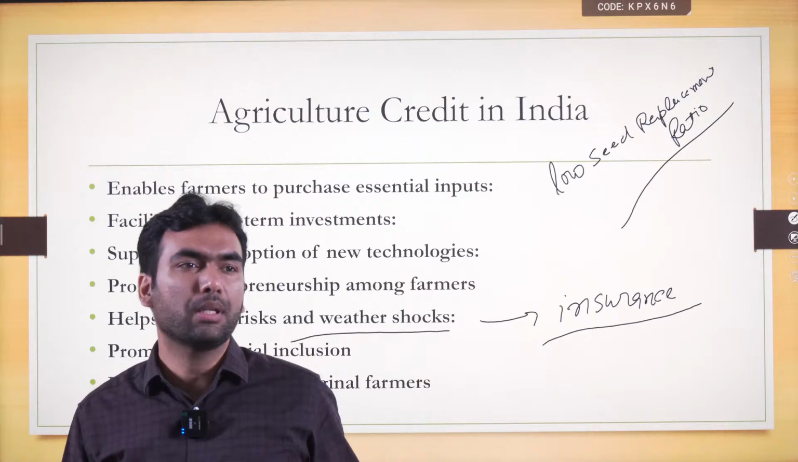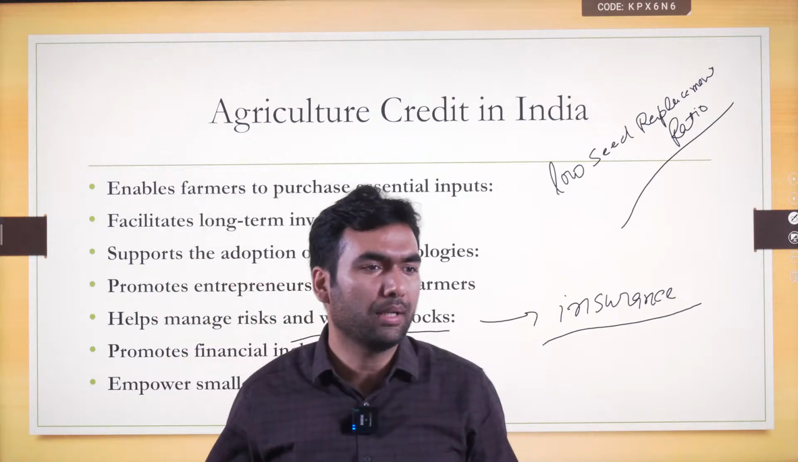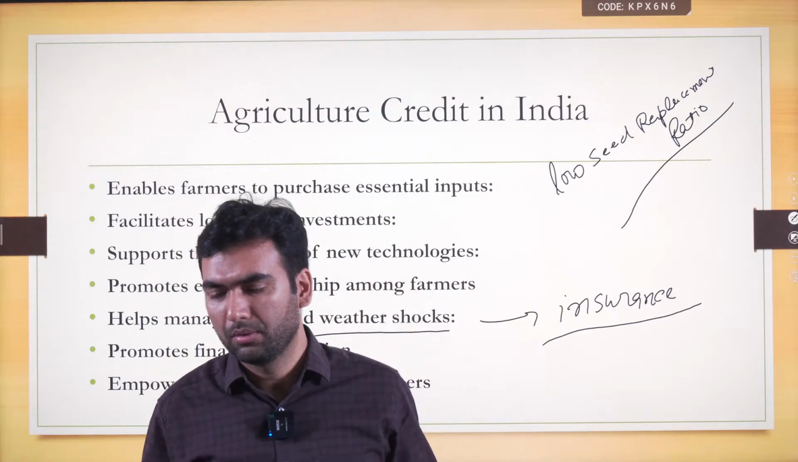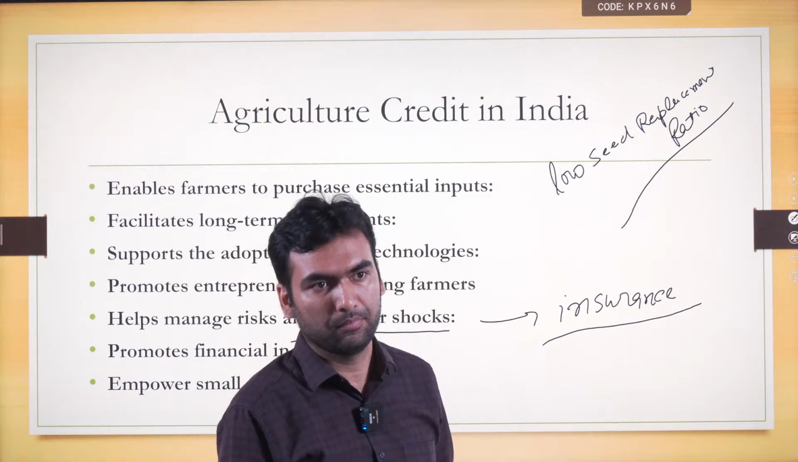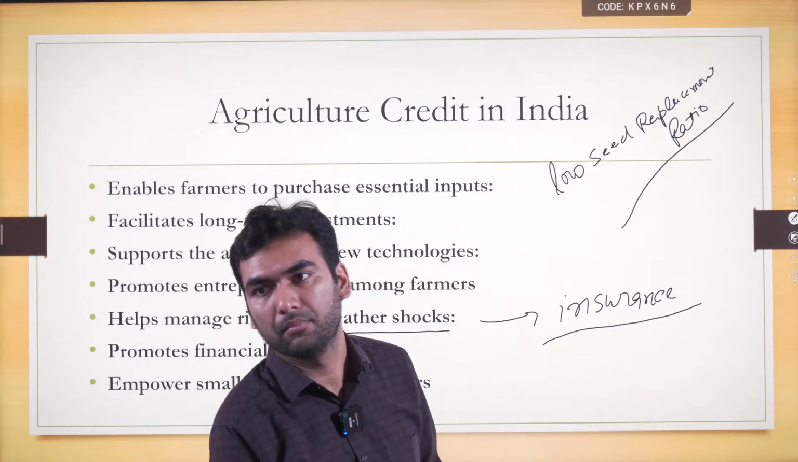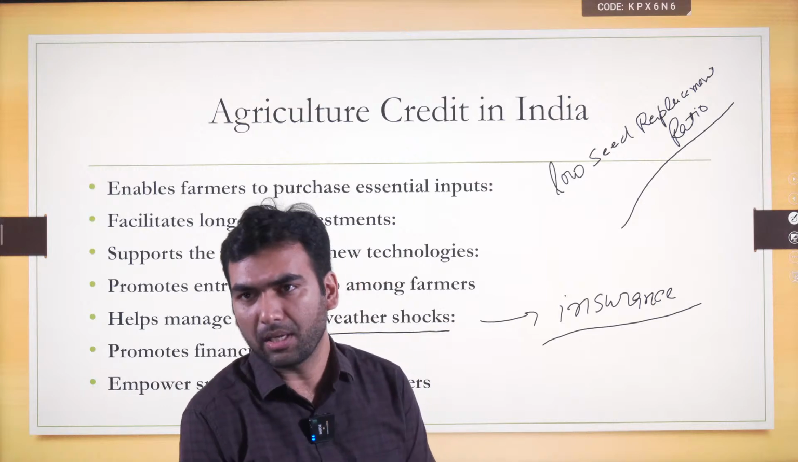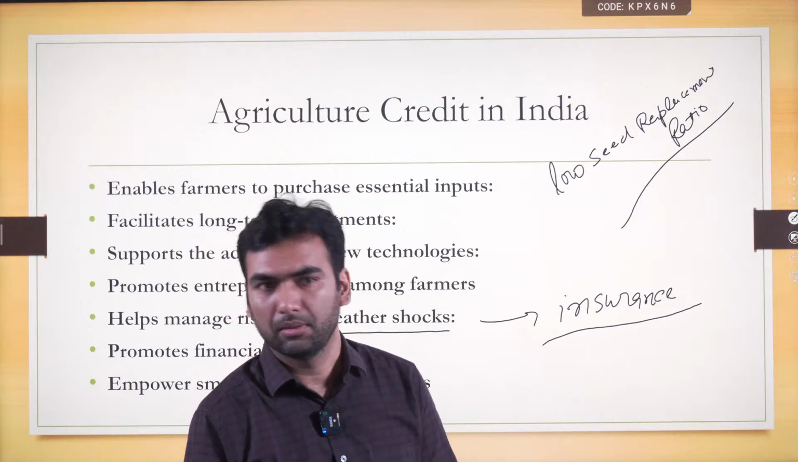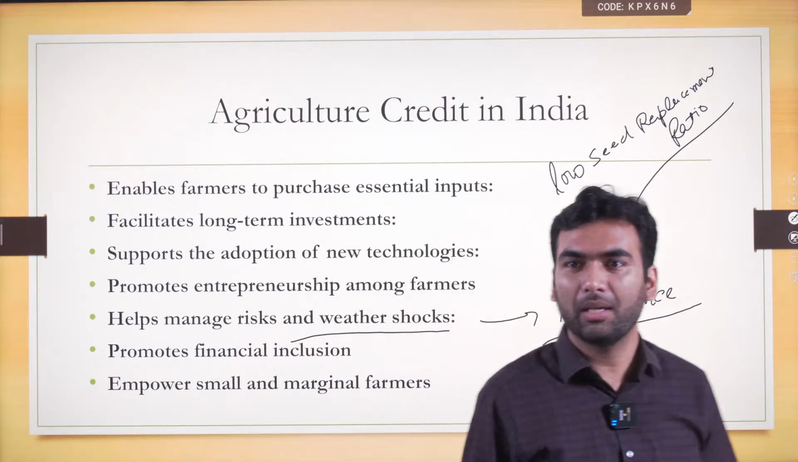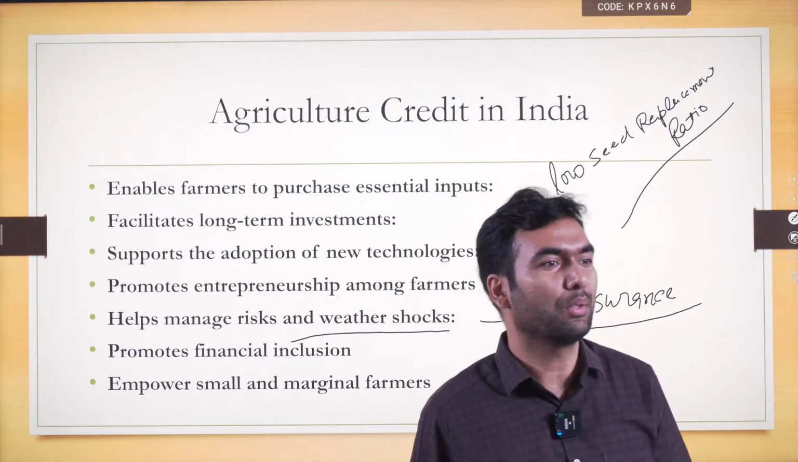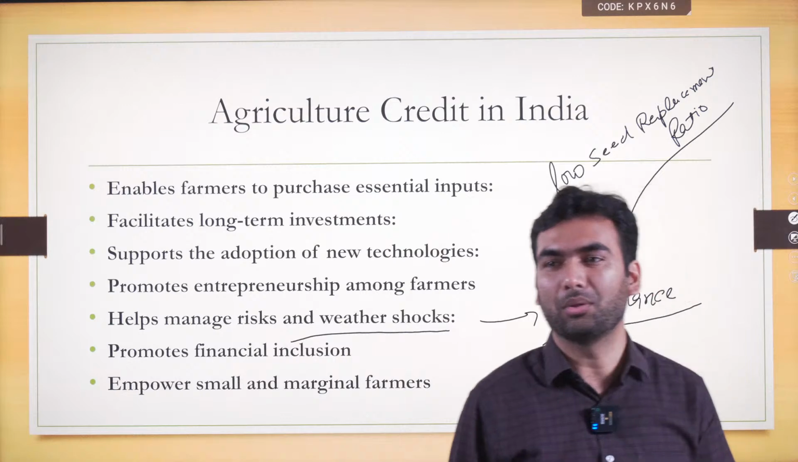So what are the issues? Obviously, agriculture credit should be high. There are issues also. What are the issues in agriculture credit in our country? They may not be able to repay. It means there is high NPA. That's actually factually not correct. NPA in agricultural loan is relatively low as compared to commercial loan.